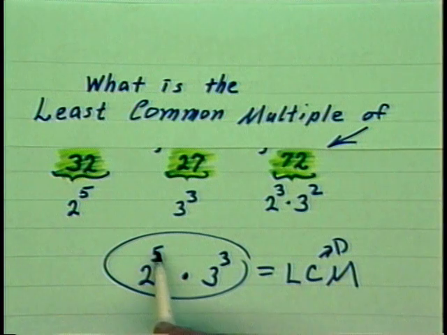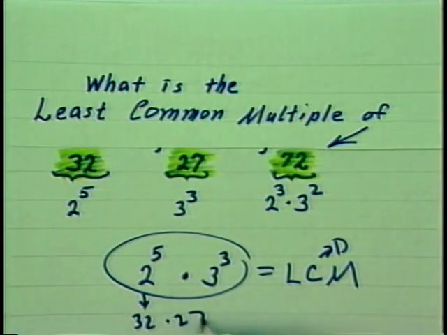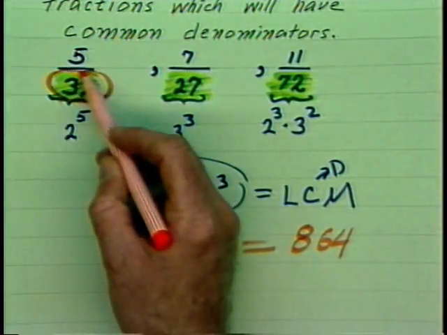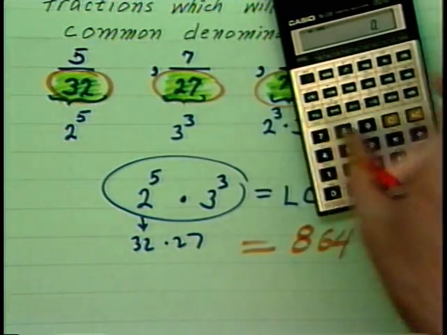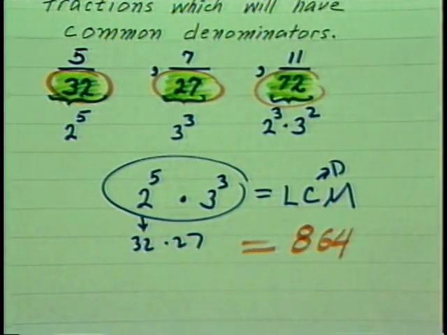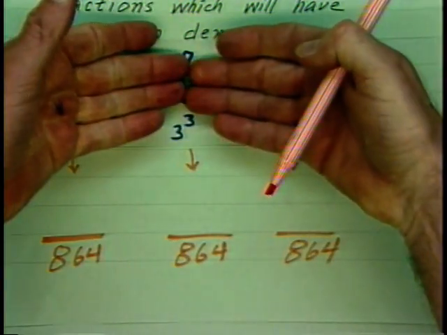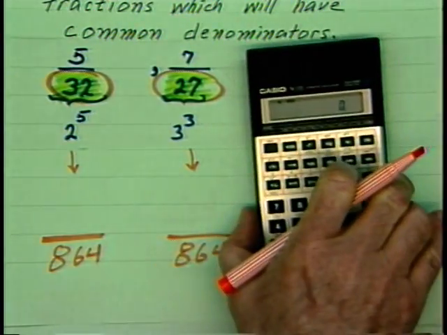So this is 5 2's being multiplied, which is 32. This is 3 times 3 times 3, which is 27. And 32 times 27 is 864. So we're saying that the lowest common denominator of these 3 fractions would have been 864. Since we're running short on time here, let's do some calculator work at this point. We are claiming that each of these fractions can be changed into equivalent fractions, all with a denominator of 864.